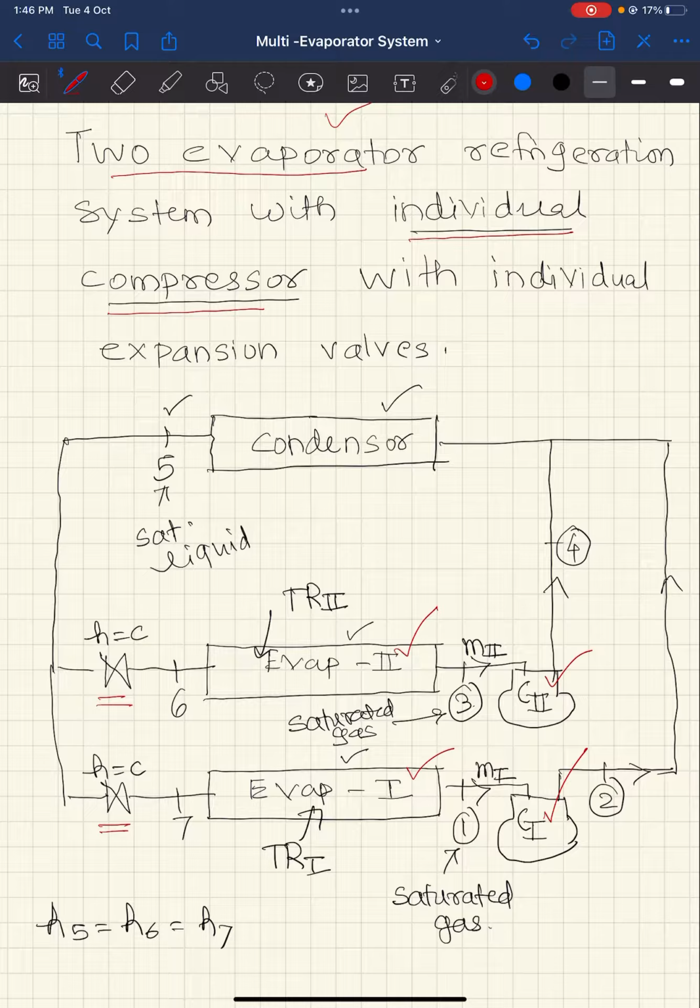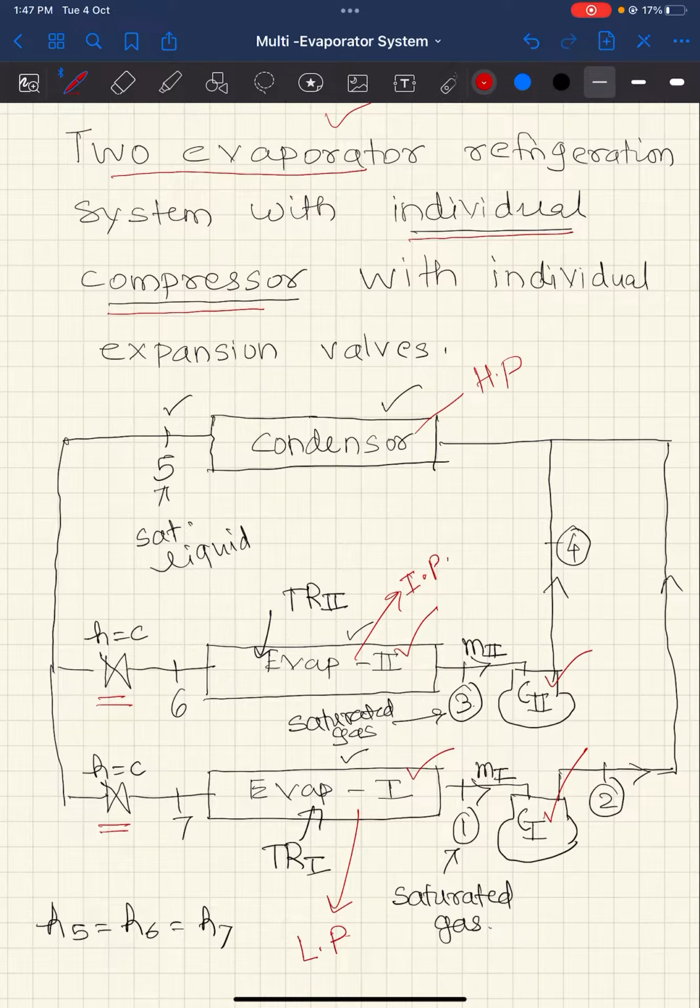Okay, so let us look at this schematic. What happens here? This is a three pressure system. The highest pressure is the condenser pressure. The lowest pressure is the evaporator 1 pressure, and there is another evaporator which is at a slightly higher pressure than the evaporator 1 pressure, so we'll call it an intermediate pressure. So this way it is a three pressure system.